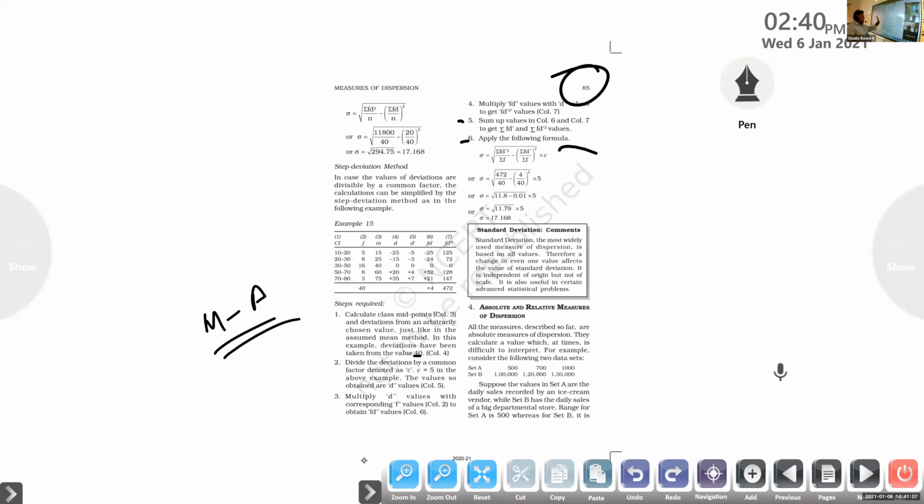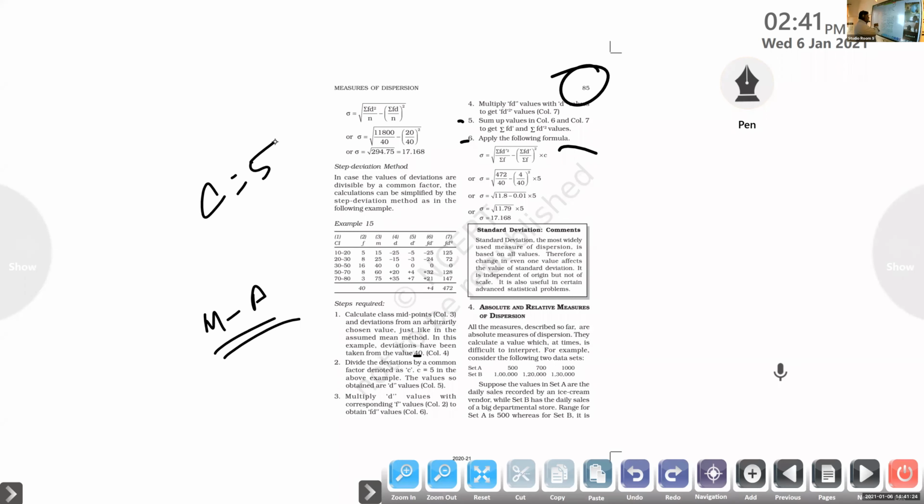Easily we are able to take the common factor. It is 5 here, so C is 5. Common factor is 5 here. Clear? So common factor is 5. In the above example, the values so obtained are D values. So we got the D values.